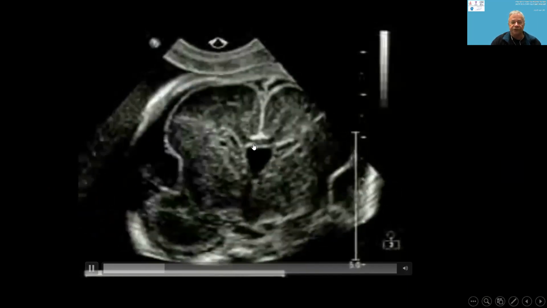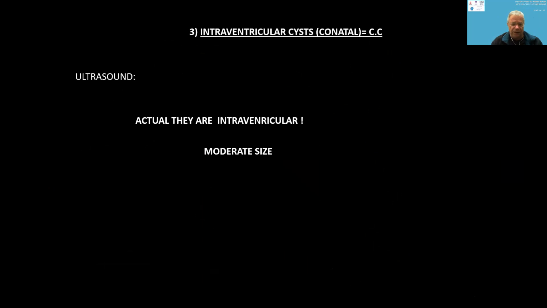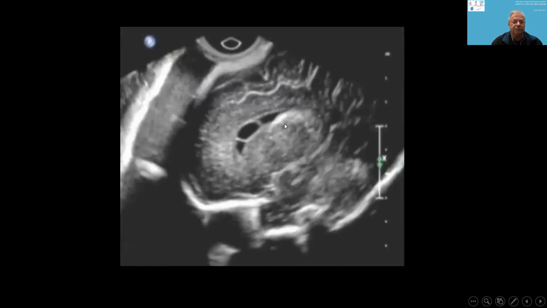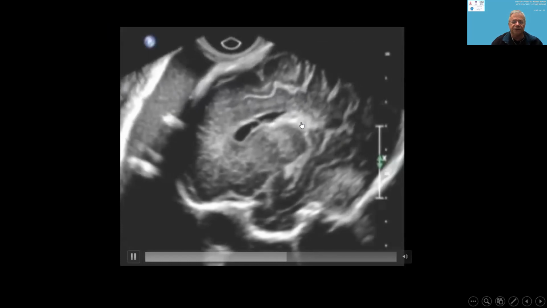The 3rd group are intraventricular cysts. I call them conatal cysts in ultrasound. Actually, they are intraventricular, not periventricular, in the anterior arm. They are like small grapes in the anterior wall, in the 3rd trimester. And these are the cysts in MRI and in ultrasound.